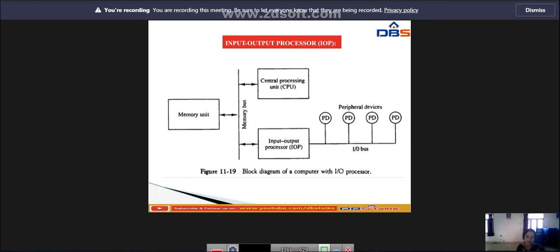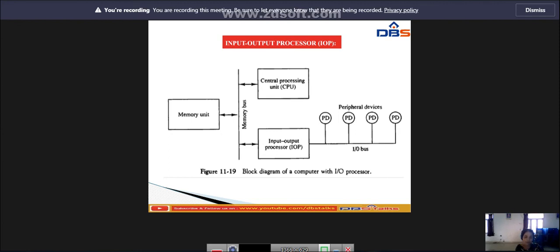Okay, so in this block diagram there is a computer with two processors. What are the two processors? The central processing unit is one processor, and the input output processor is another. So the memory unit occupies the central position, and can communicate with each processor by means of direct memory access.